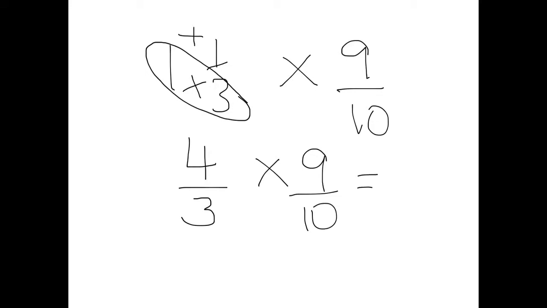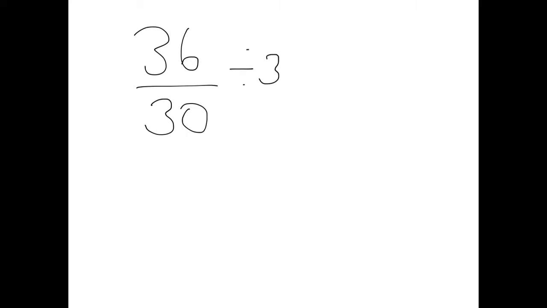Okay, Jade, finish that calculation for me. 4 9s, 36 over 30. Good. Now, can that be cancelled any more? 36 over 30. Is there anything that divides into both of those numbers? Okay. 3, is that what you said? Yeah. Okay, we'll try 3. And what do we get? What's 36 divided by 3? 12. And what's 30 divided by 3? 10. Okay, so we've now got 12 over 10.